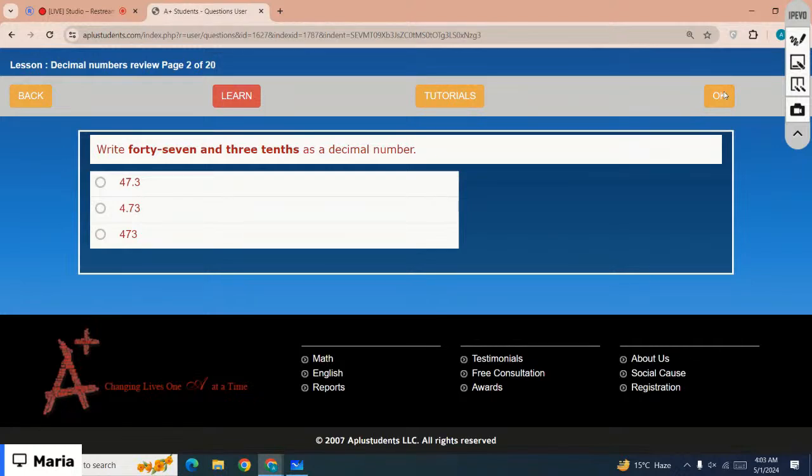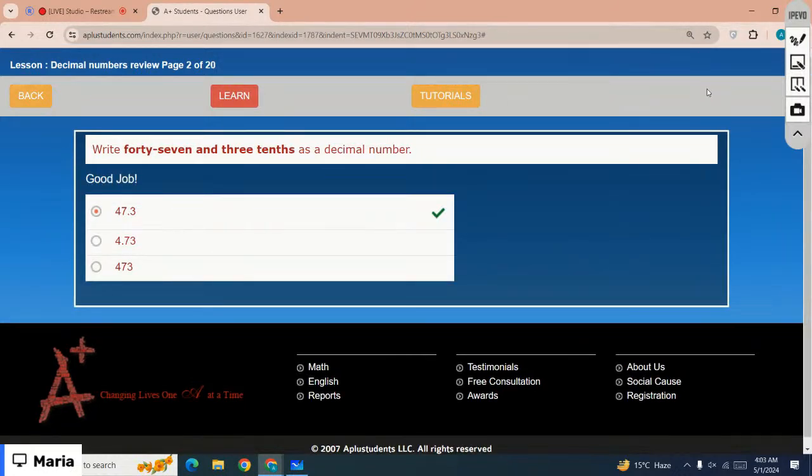Right, 47 and 3/10. So which is the correct option? 47 and 3/10. The correct option is option number 1, that is 47.3. 3 is at the tenths position, right? Option number 1 is the correct option.